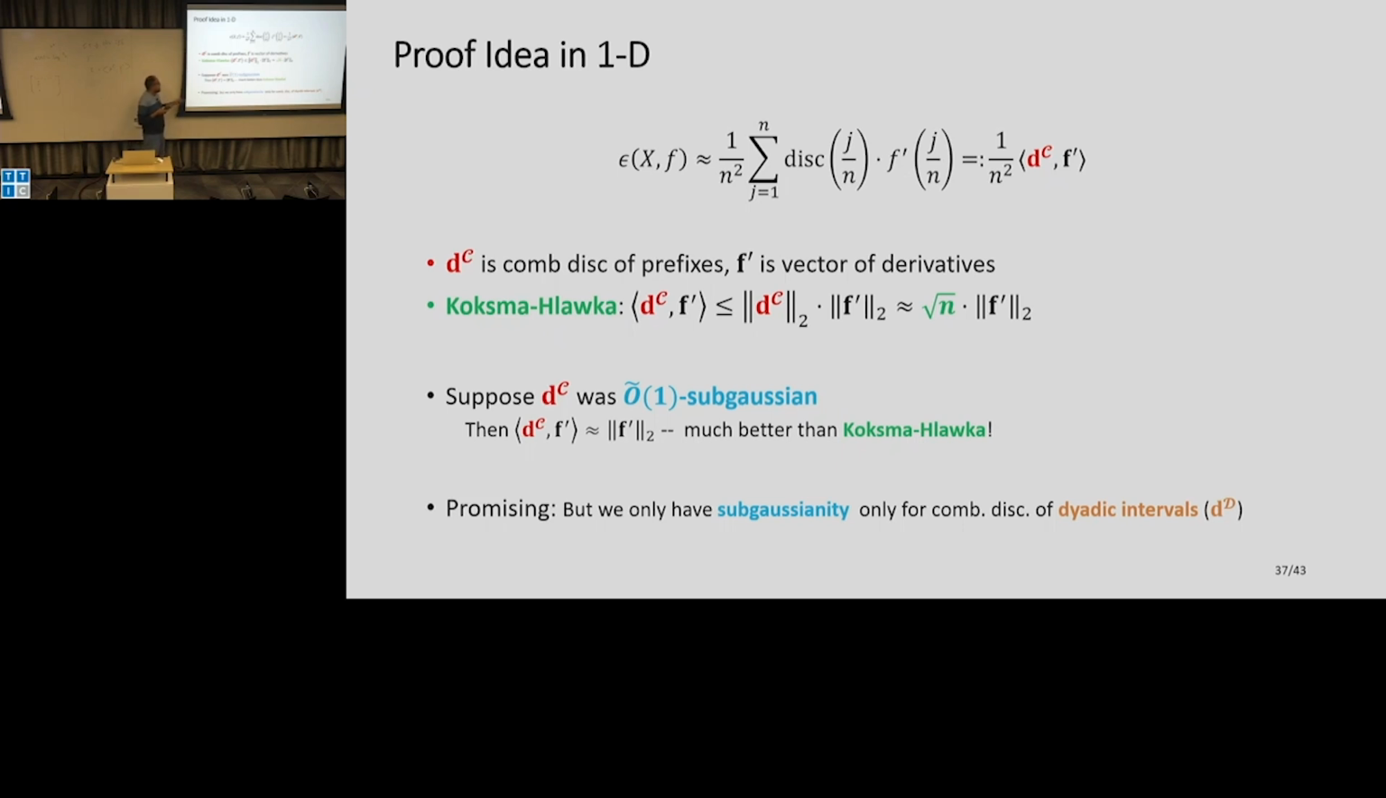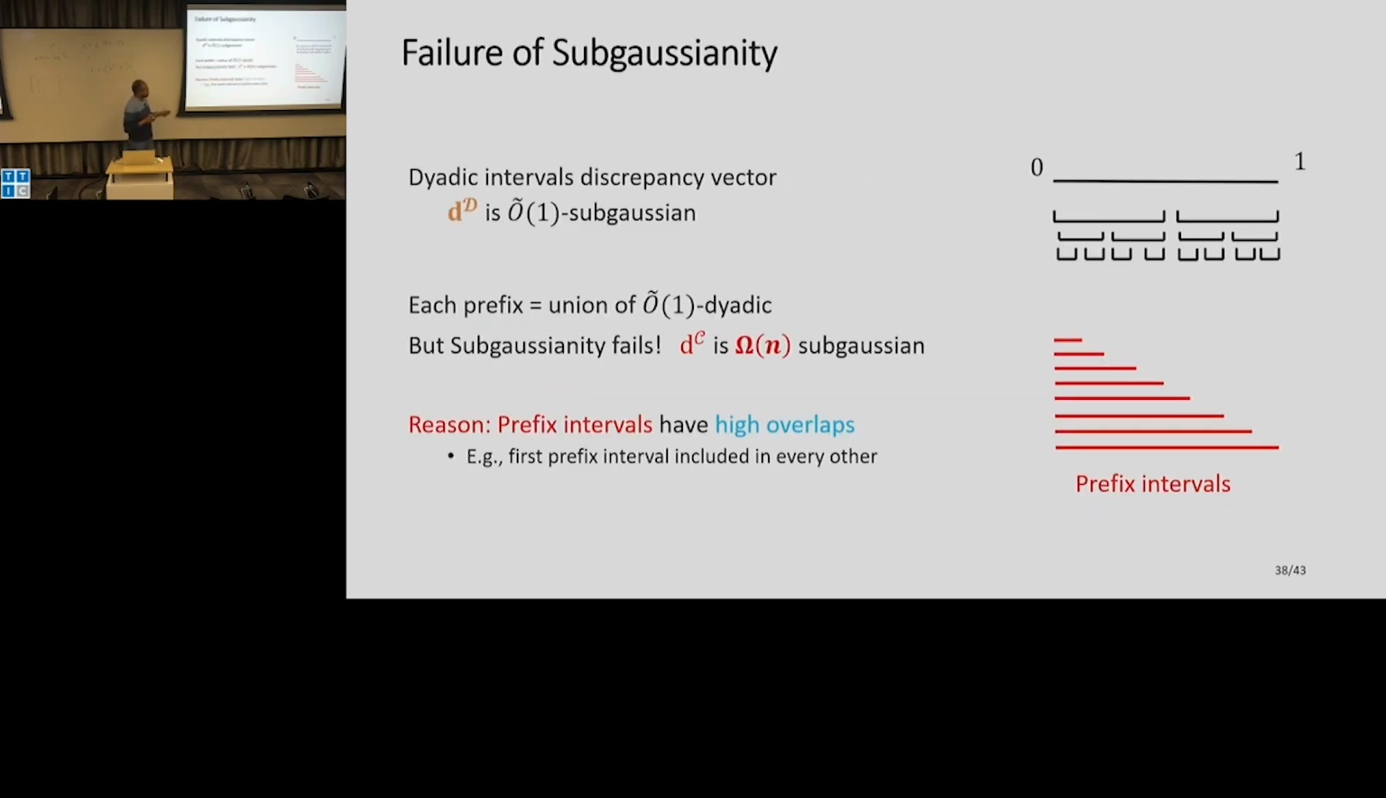The only problem is, yes, it looks like a great idea. When we first thought of it we were very excited, but it doesn't work. In fact, if this would happen, it would give you something much better than what I was claiming. The problem is we only have sub-Gaussianity for dyadic intervals, not for these prefix intervals. Let me explain by one picture what I mean. When you apply this sub-Gaussian result to dyadic intervals, you get this great property that the vector is sub-Gaussian. And even though each prefix interval that we are interested in is a union of, say, log n dyadic guys, the sub-Gaussianity doesn't go through, even though each is sub-Gaussian.